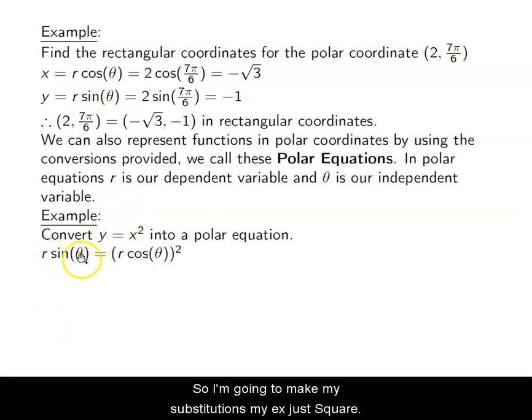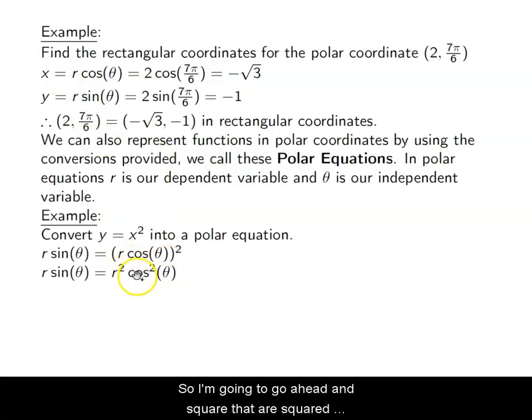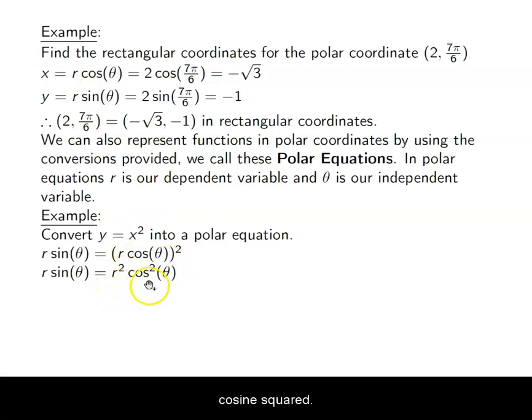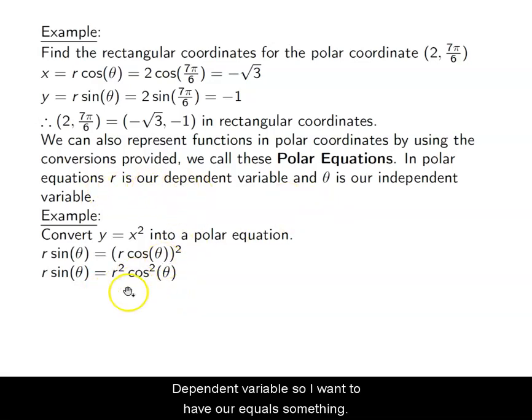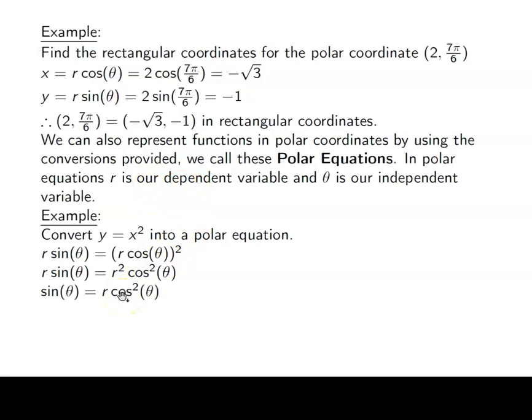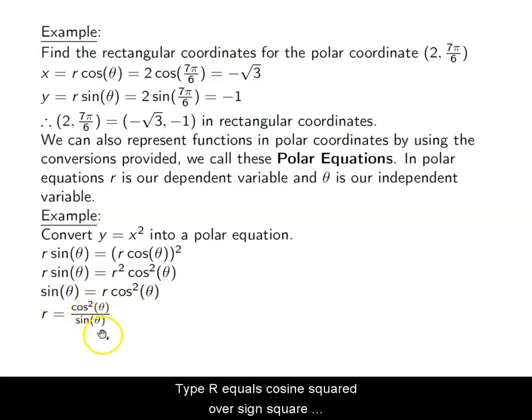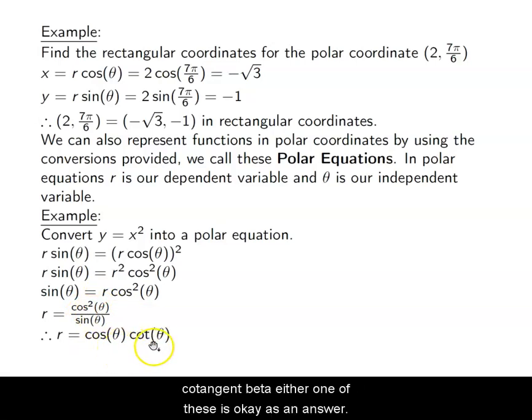So I'm going to make my substitutions. My x gets squared, so I'm going to go ahead and square that. So that turns into r squared cosine squared theta. And remember, r is my dependent variable, so I want to have r equals something. Okay, so I'm going to divide both sides by r, and then now I can divide by cosine squared, so I can isolate r. Okay, so I have r equals sine theta over cosine squared theta, and if I want, I can simplify this to sine theta secant squared theta. Okay, either one of these is okay as an answer.